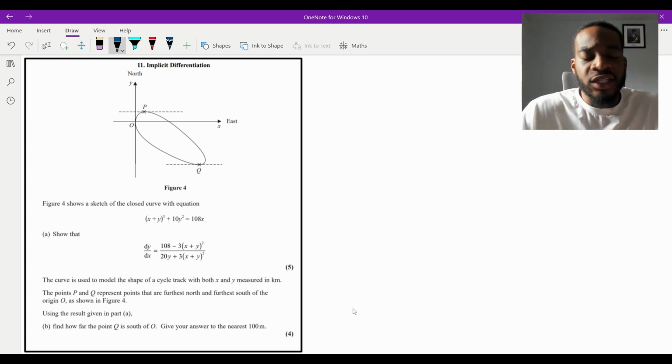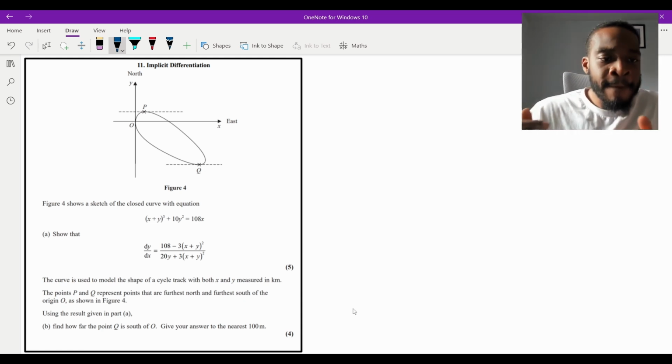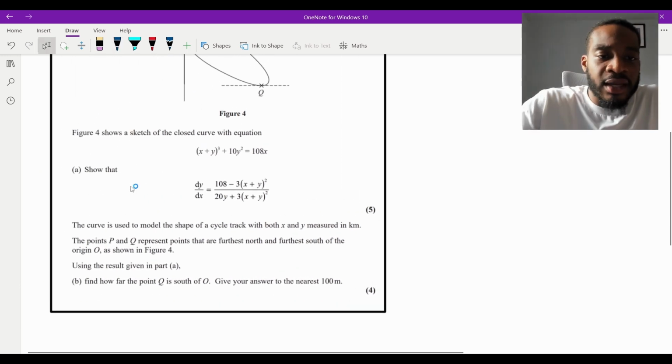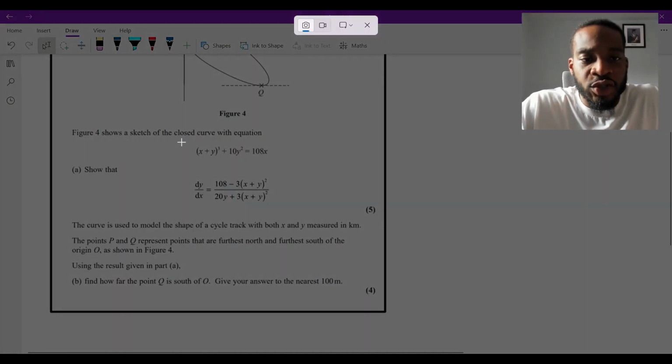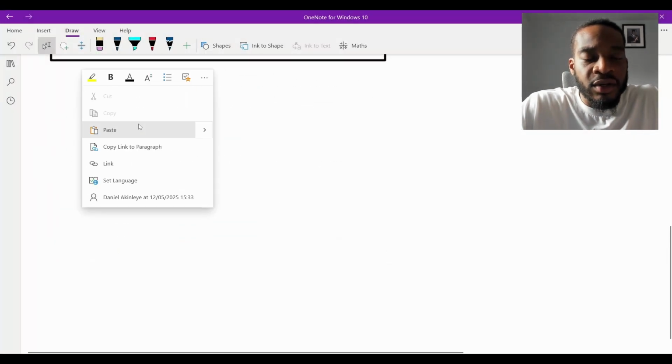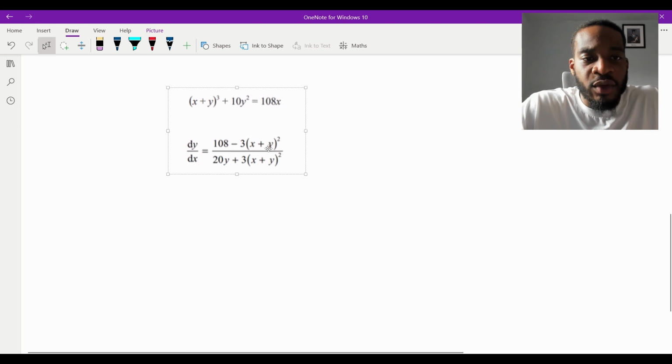Okay, this is just standard implicit differentiation, isn't it? We have a function or a curve and it's neither expressed explicitly in terms of x or y, it's in both, so we know it's implicit. So what I'm going to do is let me just grab the equation, and then I'll just get to show that as well. So I'll get these two, just so I don't need to keep going up and down. Okay, so we've got to differentiate that then. We need to show that we get that.